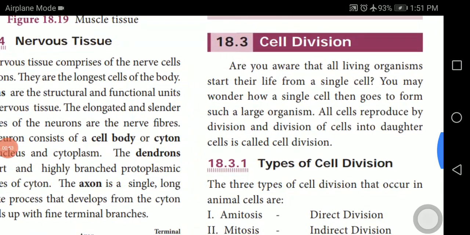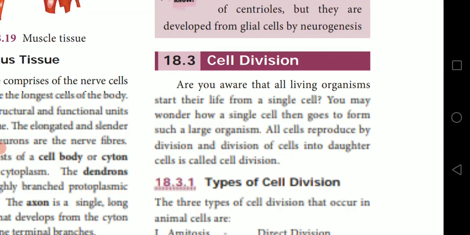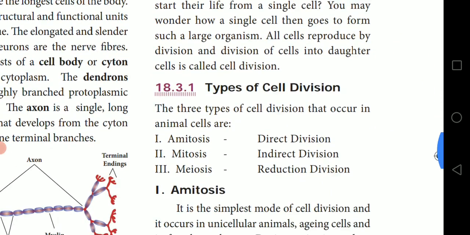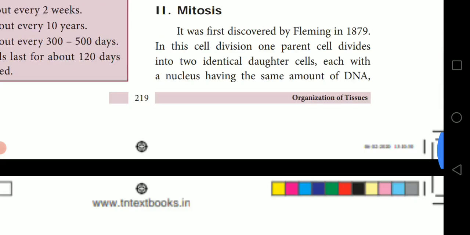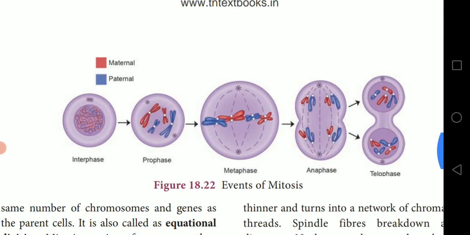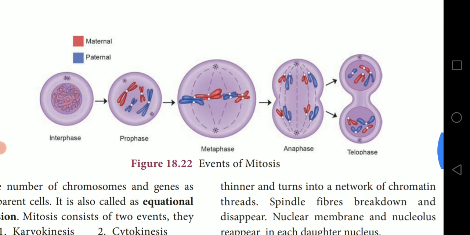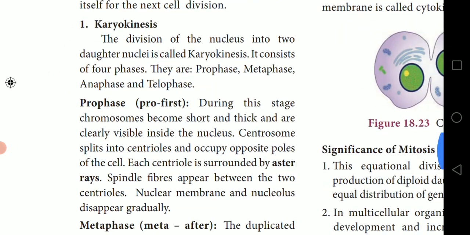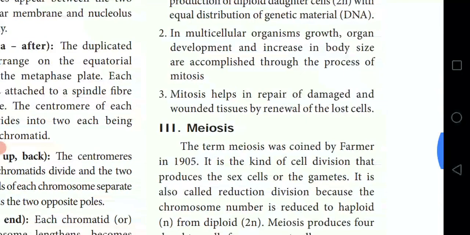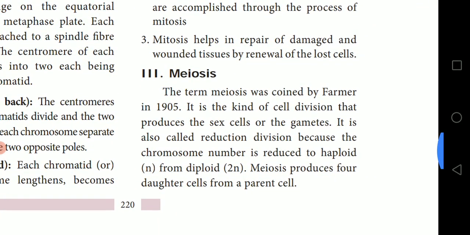Last class, we have seen what is cell division, the types of cell division, what is amitosis, and also the events of mitosis, which we have completed. The next topic we are going to see is meiosis. What is that? Meiosis.